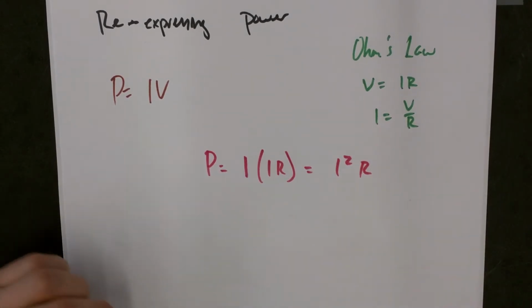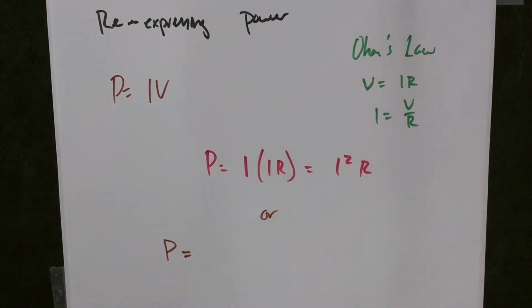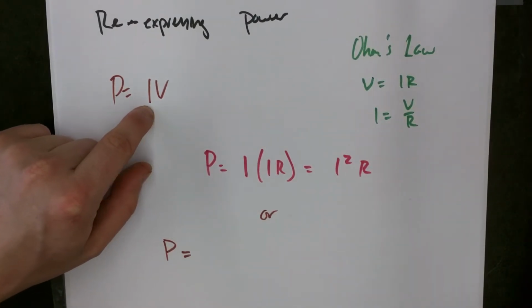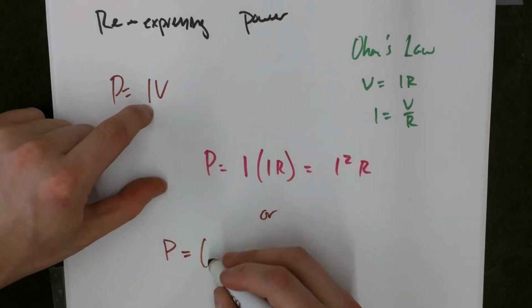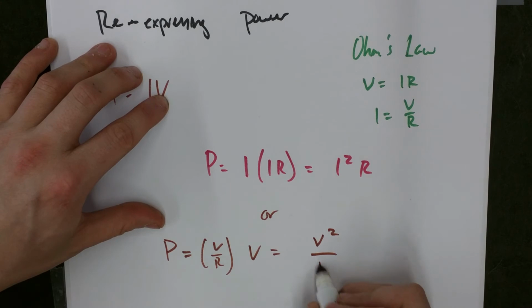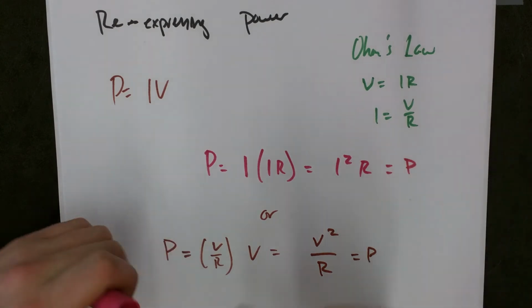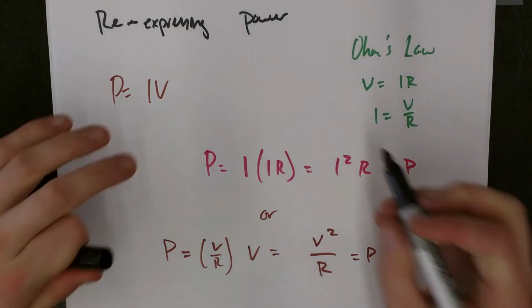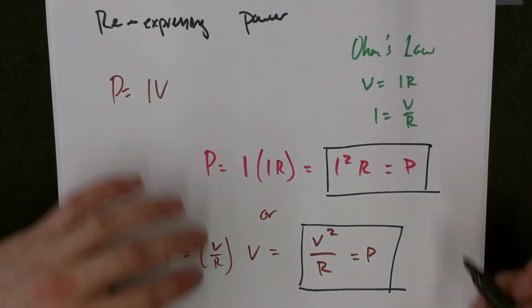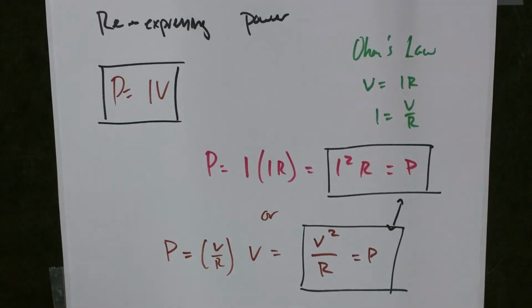Okay, I could do this again, or power is equal to, instead of I, I'm going to plug in V over R, V over R times my V, which is V squared over R. That's power, and this is also power. Let's box these. These are pretty important. And this is our power equation as well. All three of these are the same power.